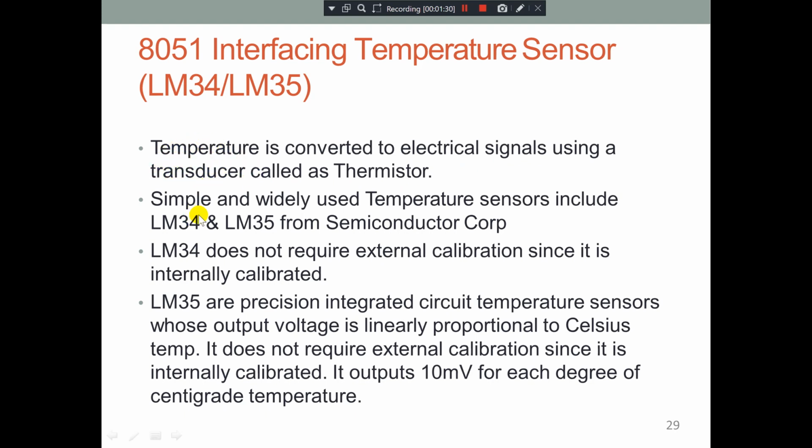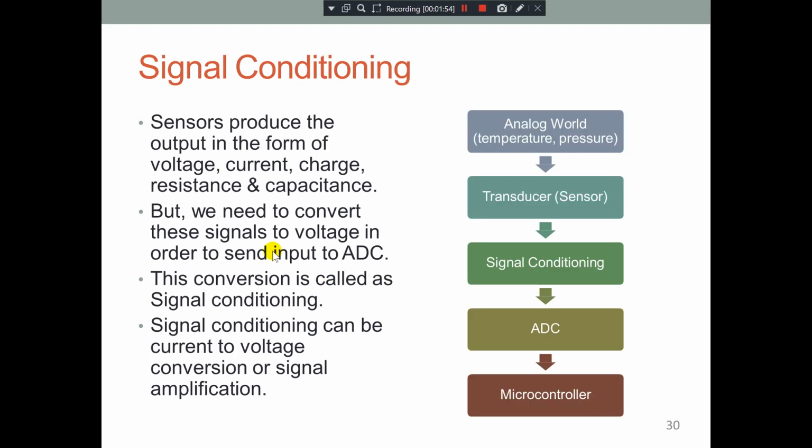It is a very simple and widely used temperature sensor, the LM35 or LM34, from National Semiconductor Corporation. The LM34 does not require any external calibration since it is internally calibrated. That means no calibration needs to be done externally. It can collect the temperature value, calculate it, and give the value.